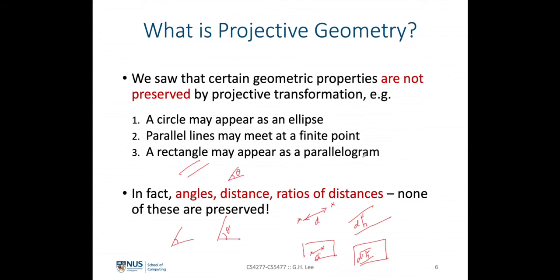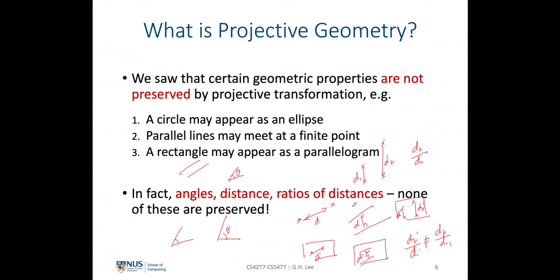As well as the ratio of the distances. Suppose that I have two distances that are formed by these 4 points over here. Let's call this D1 and this D2, and the ratio between these two distances is denoted by D2 over D1 in the 3D world. But when it is projected onto an image, we can see that D1 becomes D1 prime and D2 becomes D2 prime. That means that D2 prime over D1 prime will not be equal to the ratio of D2 and D1 due to the effect of projective transformation.